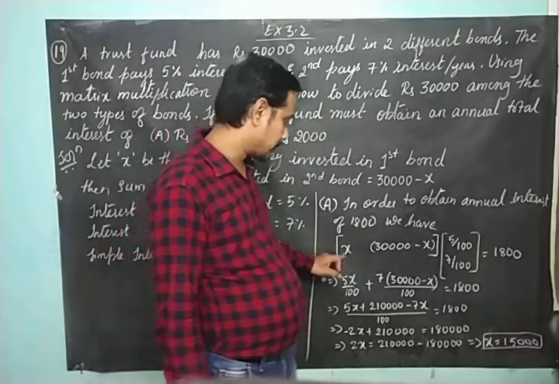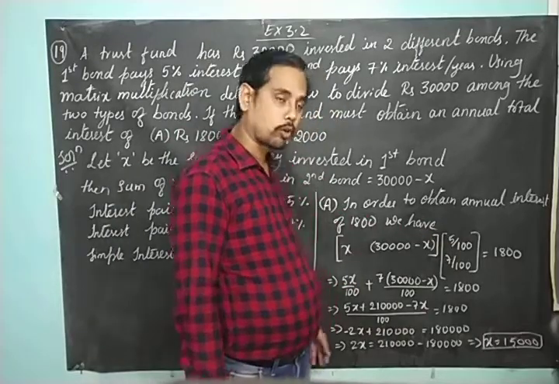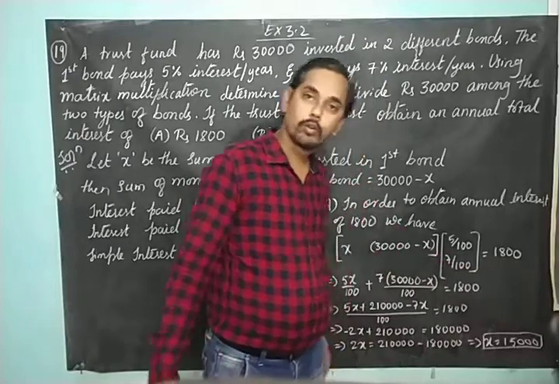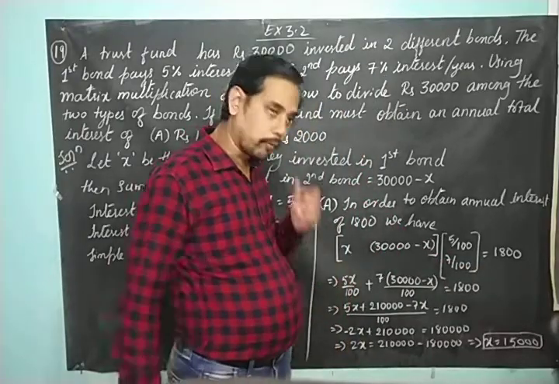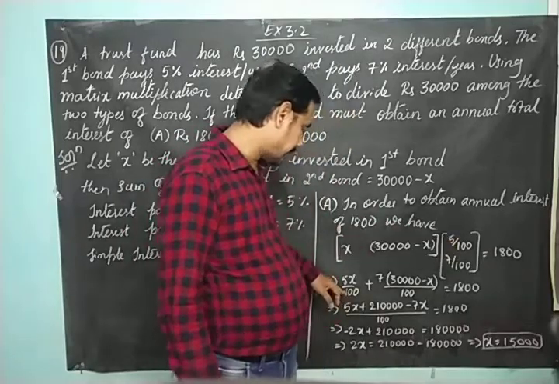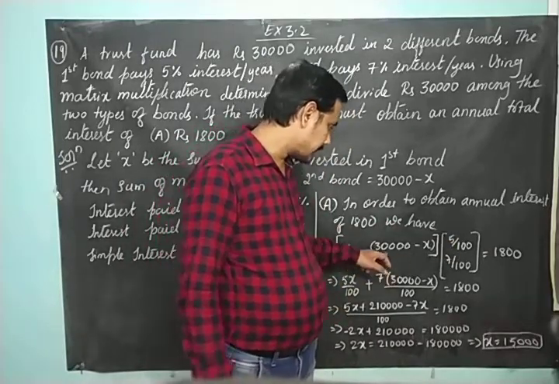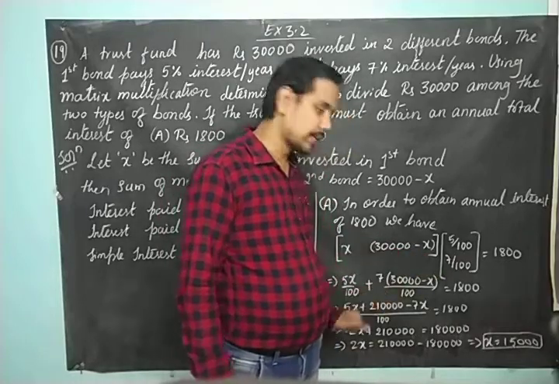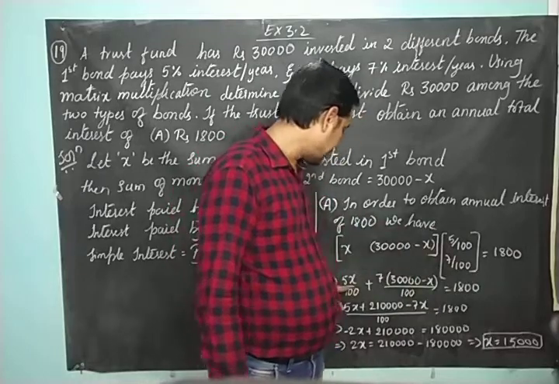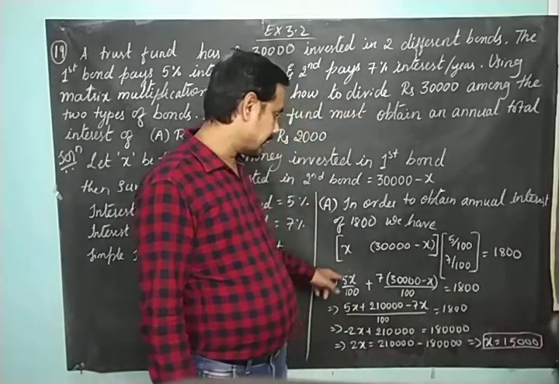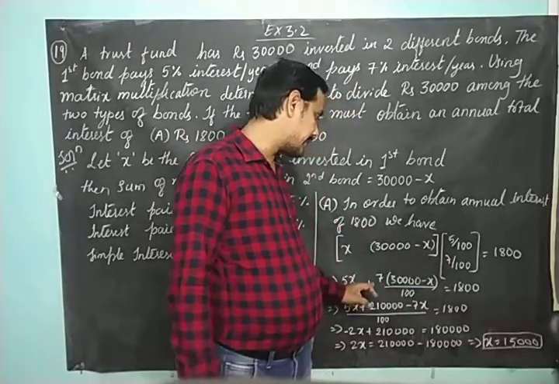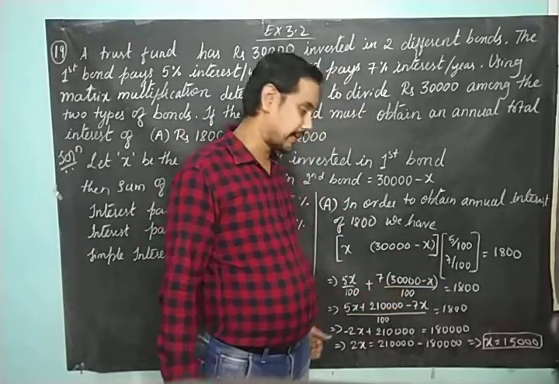So now how do you multiply this? Matrix multiplication, right? First row into first column. This is 1 cross 2, this is 2 cross 1. So the result will be a 1 cross 1 matrix, right? X into 5 divided by 100 plus 30,000 minus X into 7 by 100. First row into first column. X into 5 by 100, that is 5x by 100. Then 30,000 minus X into 7 by 100, that is 7 into 30,000 minus X divided by 100, right?